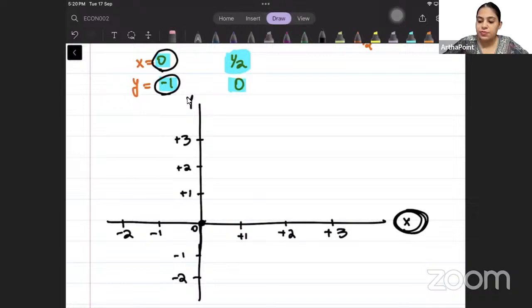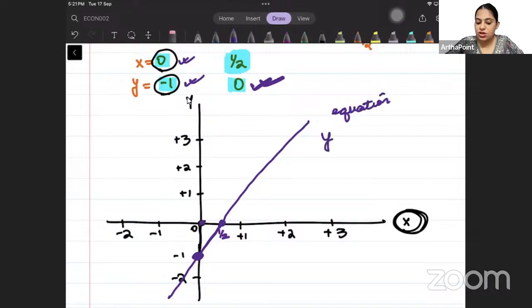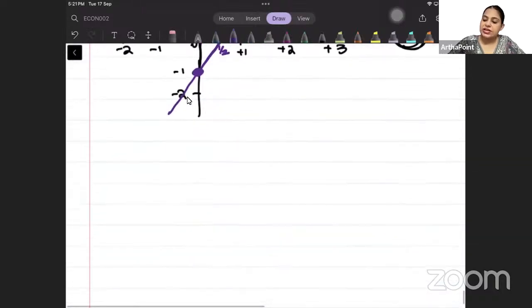This will be your point, right? But I am marking with the purple. You start x is 0. X 0 माने you are on the y-axis. And y is minus 1. So I just put this point. When y is 0, which means you are on the x-axis, beta. When y is 0, x is half. Here. You join these points. This is the equation of this line, the graph of this line. क्या equation है? Y is equal to 2x minus 1. ठीक है? Is this clear? Let's take another example.